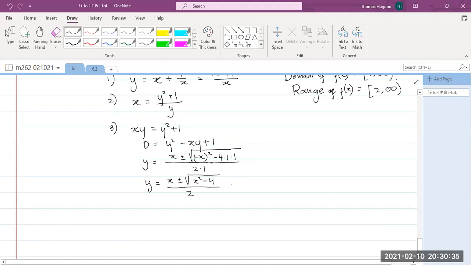Now the thing is this. You have the plus or minus here. You see that? So it may be positive, may be negative, but knowing that the range is 2 to infinity, maybe I break it down first. So you have 2 possible options here. So y equals x plus the square root of x squared minus 4, over 2, or y equals x minus the square root of x squared minus 4, over 2.